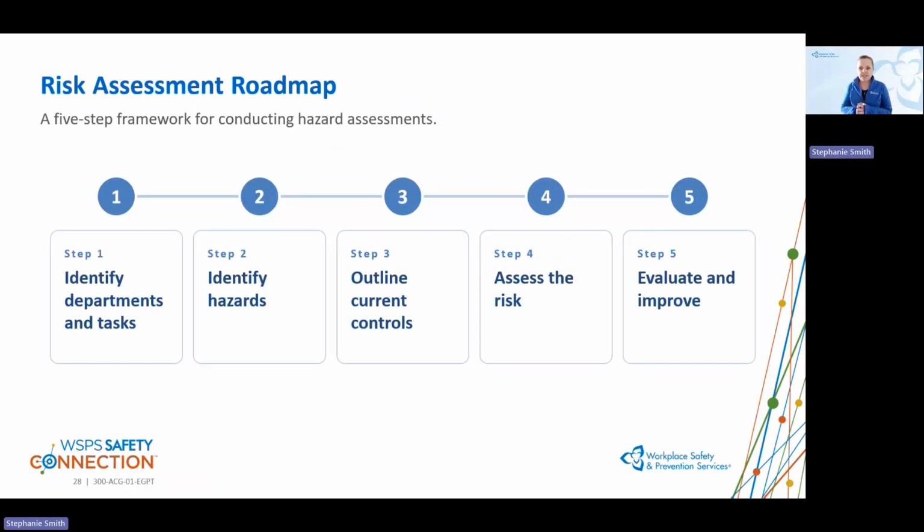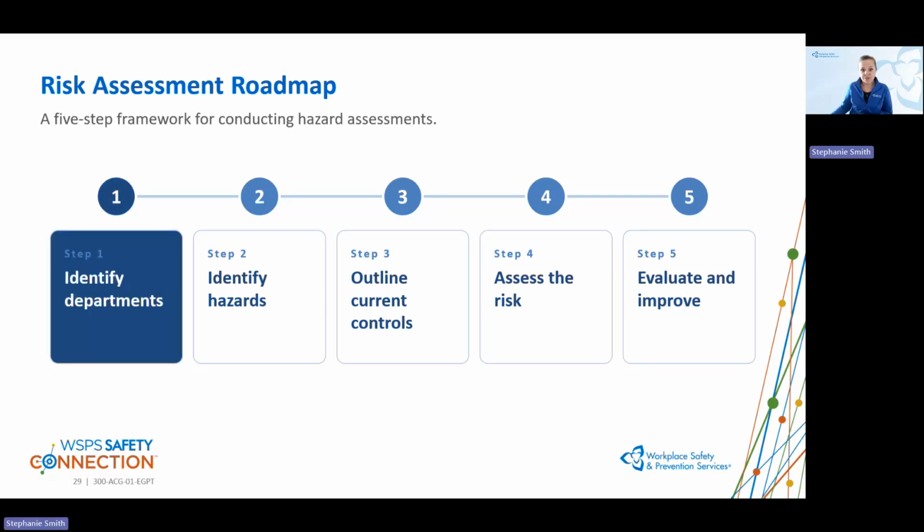So when you're doing a risk assessment, similar to that methodology I showed you earlier, we have a roadmap. First we want to identify the departments and tasks, and this can actually eat up a lot of time: how do you break down a hazard assessment, and how do we break it down in our organization? Then identifying the hazards, outlining your current controls, assessing the risk, and then evaluate and improve. So the first step is identify your departments.